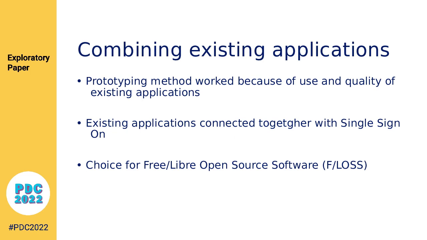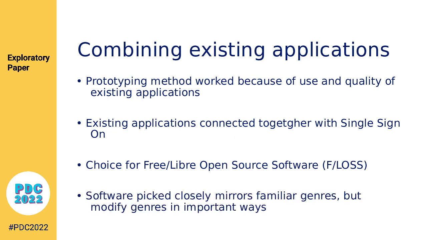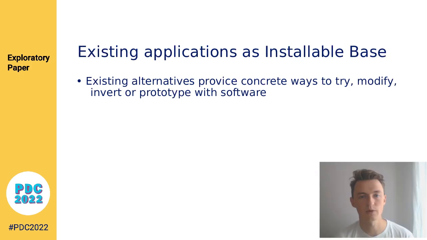Regarding discussions on computational alternatives, software like the above closely mirror existing applications, but also modify fundamental parameters of those software, such as the ability to own your own data, to interconnect them with other groups, and to customize the software in various ways. These applications are thus valuable as a way to practically inform discussions on computational alternatives, as they provide concrete ways to try, modify, invert, or otherwise prototype with familiar genres of software.